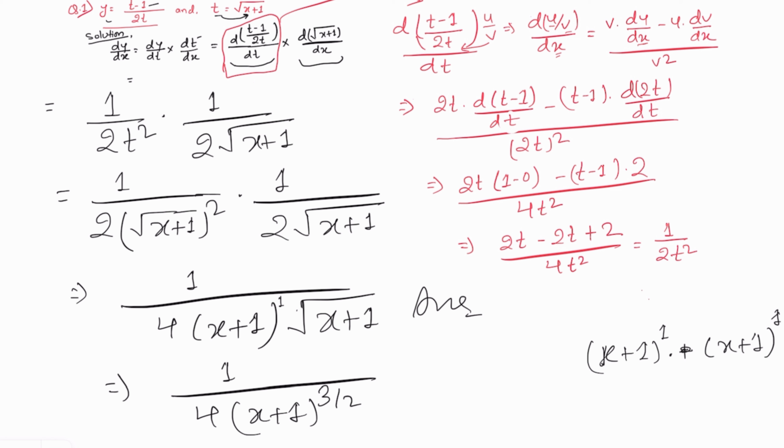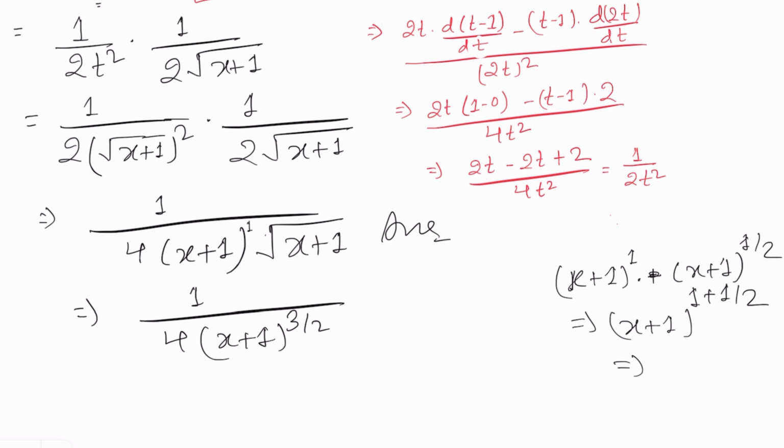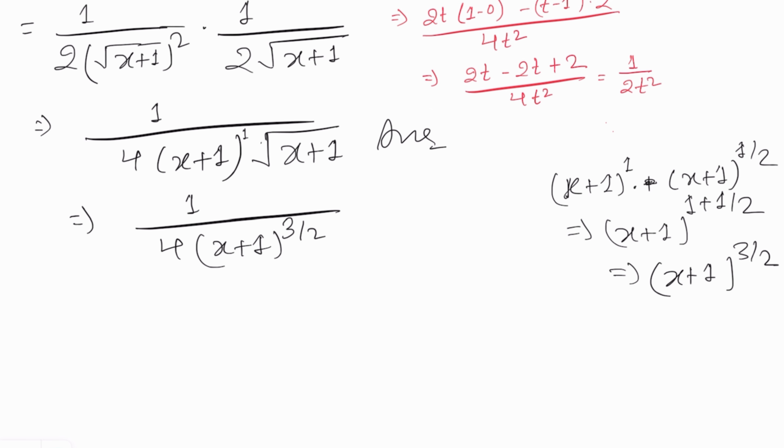Root means 1 upon 2. So we can write (x plus 1) to the power 1 plus 1 by 2. So doing the LCM of 1 and 1 by 2, we get (x plus 1) to the power 3 by 2. This is our final answer. So you can leave up to here also, or you can do one more step. This is up to you.